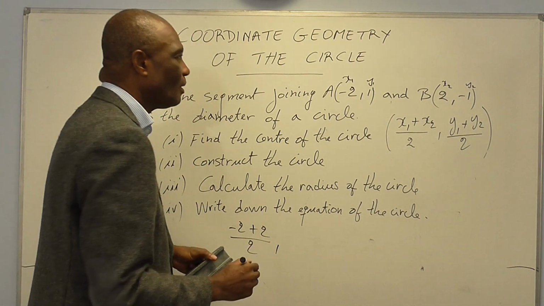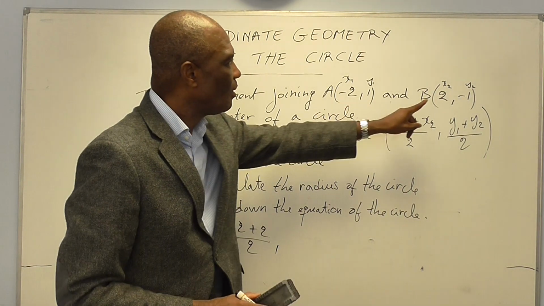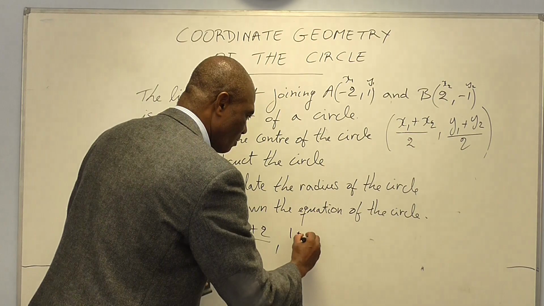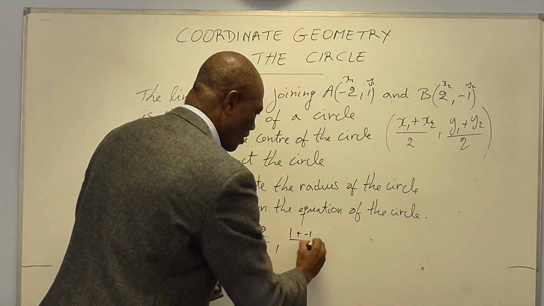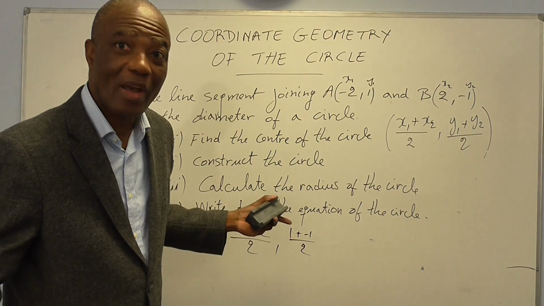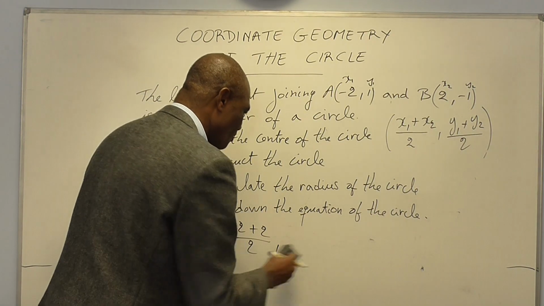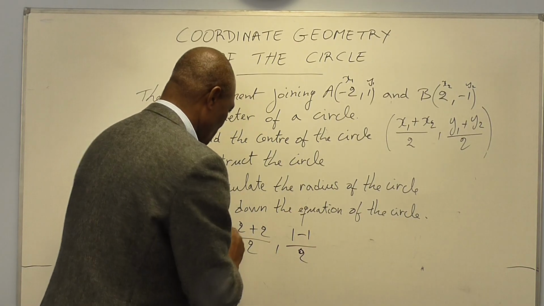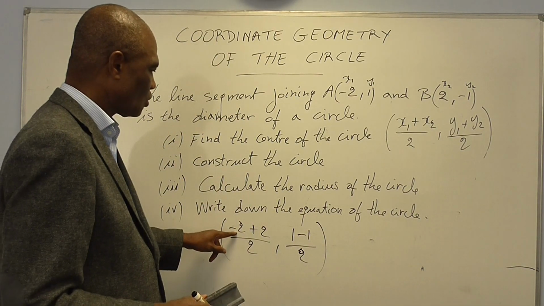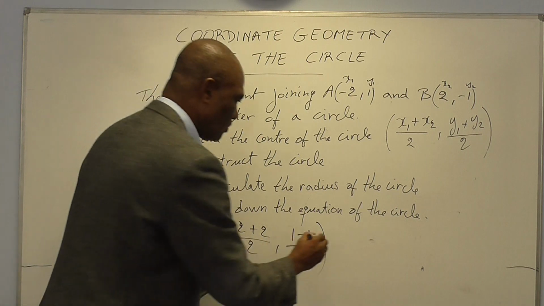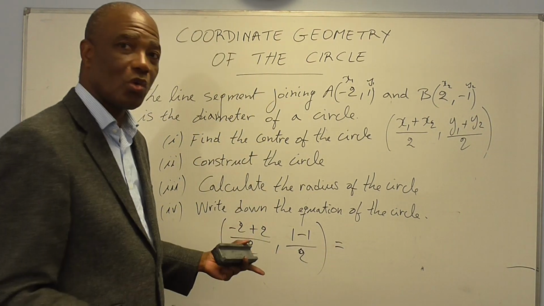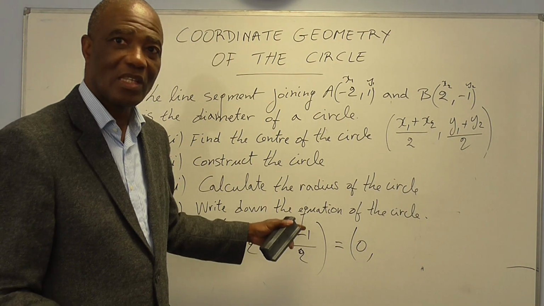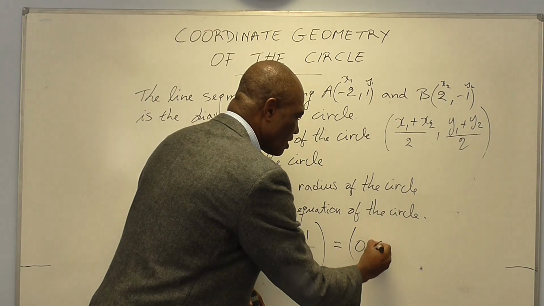And then 1 plus minus 1 divided by 2. Plus minus will give what? Minus. So now we are going to have 1 minus 1 divided by 2. So minus 2 plus 2 will give what? 0. 0 divided by 2 is what? 0. 1 minus 1 is 0. 0 divided by 2 is 0.